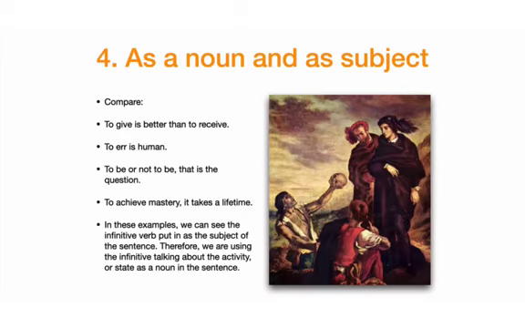4. As a noun and a subject. Compare: To give is better than to receive. To err is human. To be or not to be, that is the question. To achieve mastery, it takes a lifetime. In these examples, we can see the infinitive verb put in as the subject of the sentence. Therefore, we are using the infinitive, talking about the activity or state, as a noun in the sentence.